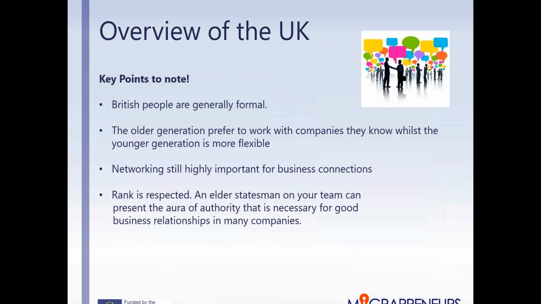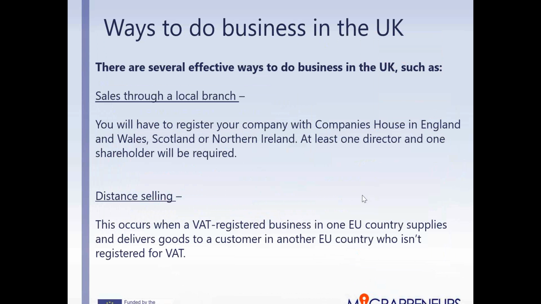So ways of doing business in the UK. There are several effective ways. First and most traditionally is sales through a local branch. So if you were setting up a very traditional business like a shop, you would have to register your company with Companies House in either England, Wales, Scotland or Northern Ireland, and you need at least 1 director and 1 shareholder. So it could be 1 person appointed to both of those positions, or you can set up a company with many directors and shareholders.